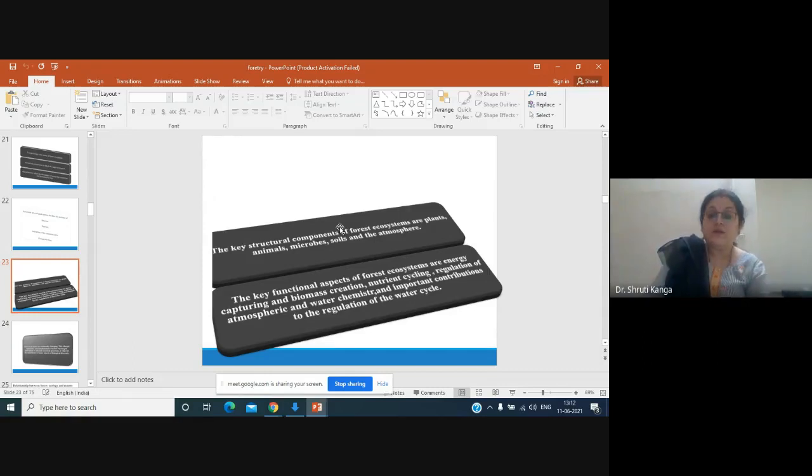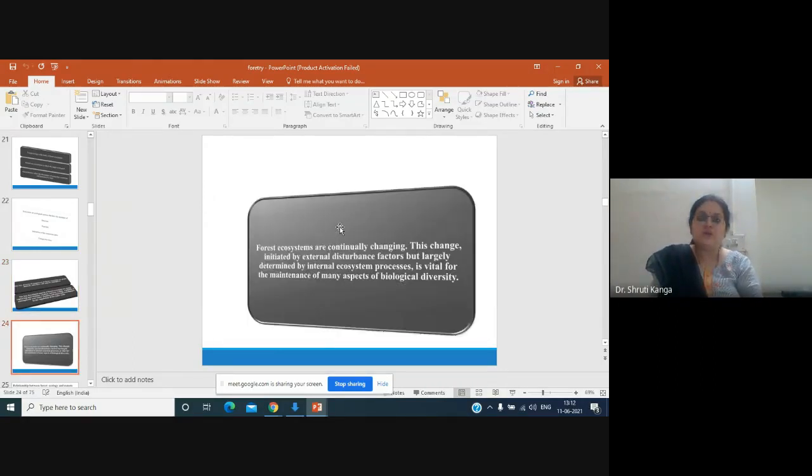Okay, what are the major contributions which are playing an important role for any kind of water cycle or water balancing in that particular area. So key functional aspects of a forest ecosystem are the energy capturing and biomass creation, nutrient cycle, how its cycling is behaving, then the regulation of atmosphere and the water chemistry, finally the important contribution to the regulation of the water cycle. So this is the major structure.